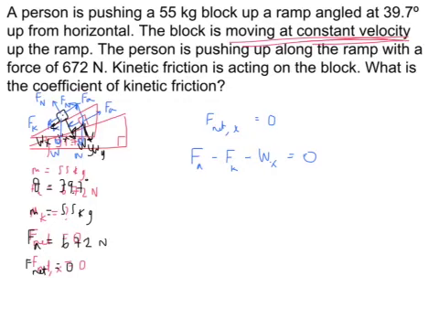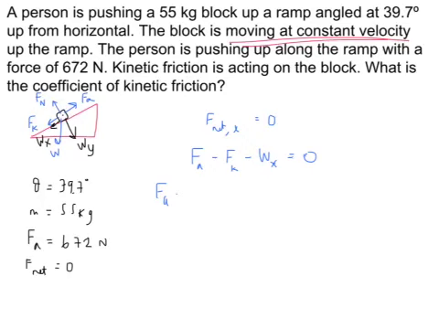Okay. So let's plug in. We're trying to find the kinetic friction coefficient, mu k. We already know Fa, so we're just going to plug in this value for Fa. Fk we don't know, so we have to break that into another equation. We know that the kinetic friction is mu times the normal force, and in this case the normal force equals Wy. So Fk is mu times Wy, and Wy is mg cos theta.